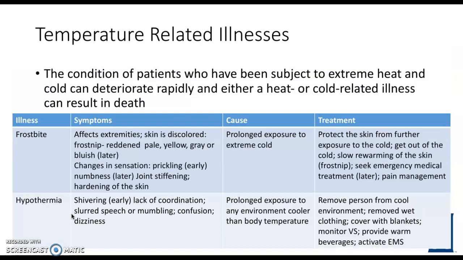So we do have temperature-related illnesses that can occur. So we're thinking both cold and heat-related illnesses. And these are important because they can be life or death situations. So one is frostbite, and this affects the extremities most of the time. The skin becomes discolored, reddened, pale, yellow, or bluish, depending on how long this frostbite has been going on. And then down to hypothermia. So this is when it's occurring to the whole body: shivering, lack of coordination, slurred speech, mumbling, confusion. And these obviously occur in those colder temperatures.